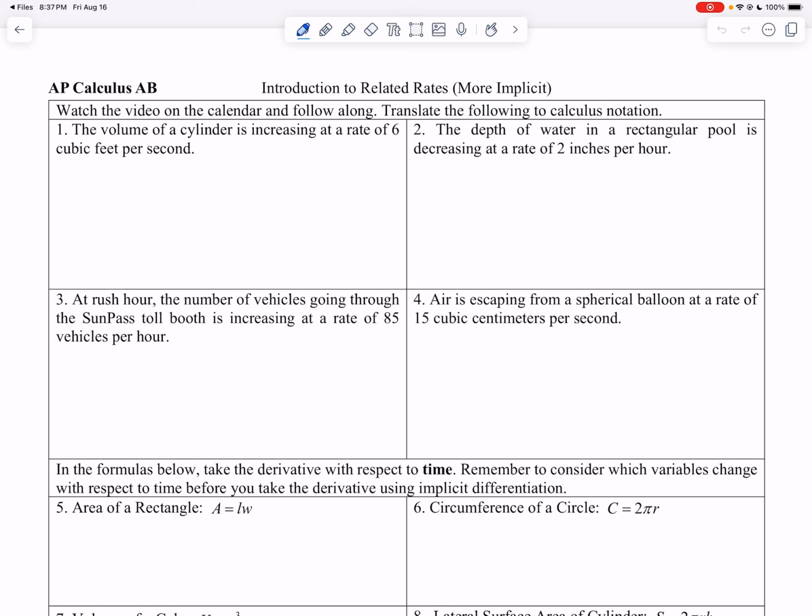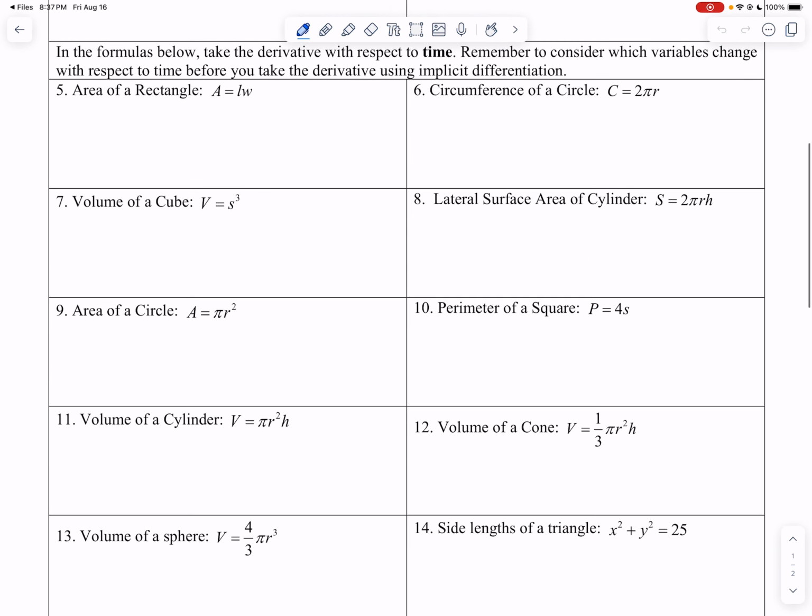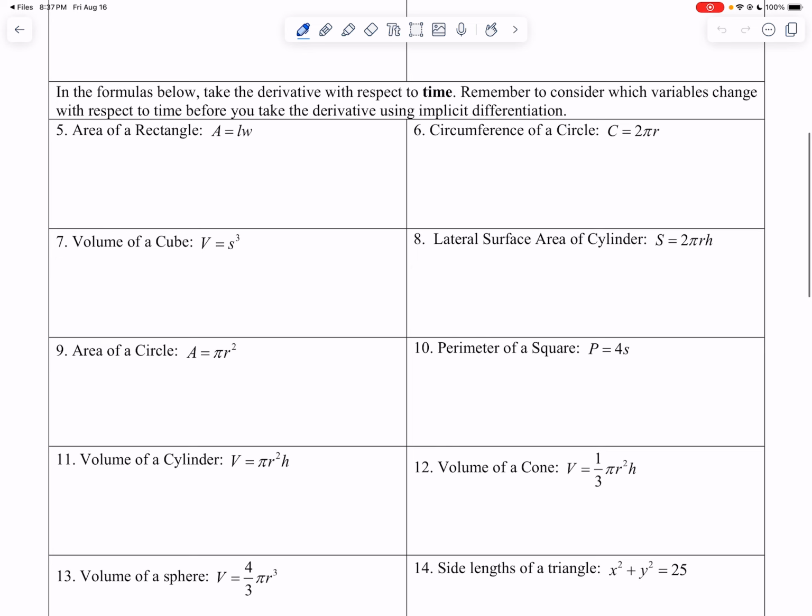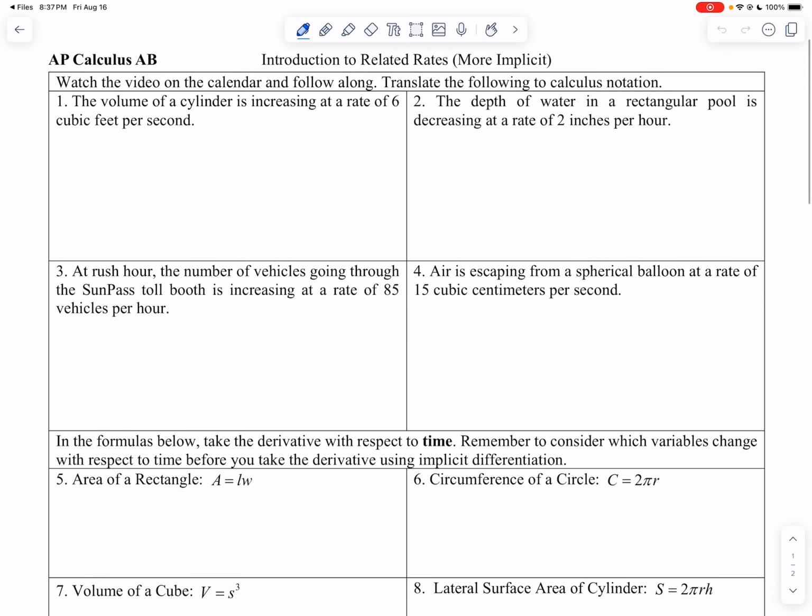Alrighty, in this video we are going to be talking about related rates in terms of implicit differentiation. So we're going to do a couple examples of formulas that you should know by now, like the area of a rectangle or the circumference of a circle, but we're going to take the derivative with respect to time, aka using implicit. But first, we are going to translate a couple of statements.